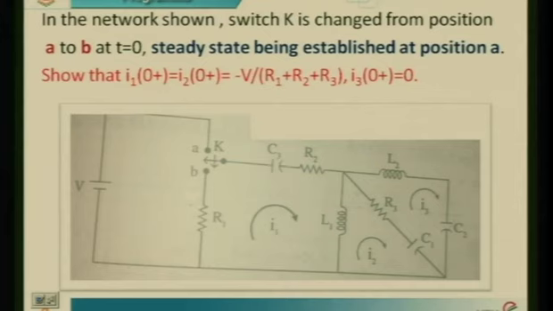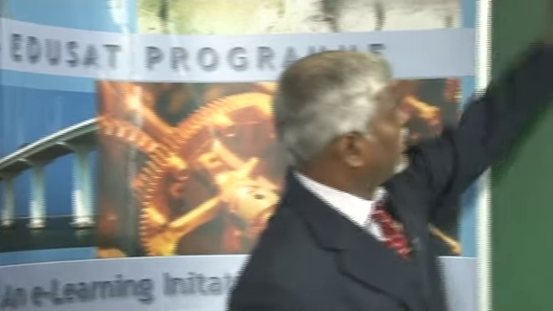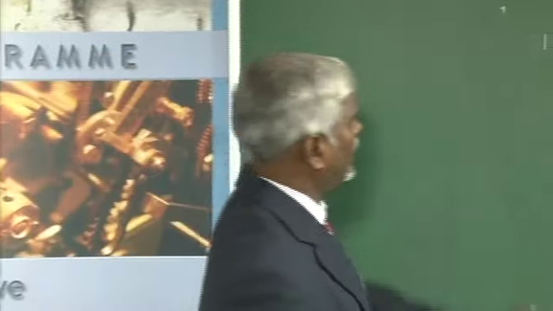The network is already connected and the switch is at position A, and when it moves from A to B, we need to show that the value of I1 at 0 plus and I2 at 0 plus is equal to minus V divided by R1 plus R2 plus R3, and I3 at 0 plus is 0. We do not have to find the derivatives of I1, I2, I3 whatever. The problem is very simple, but the only thing is we need to understand and analyze the circuit.